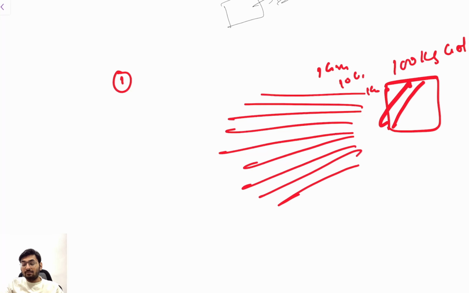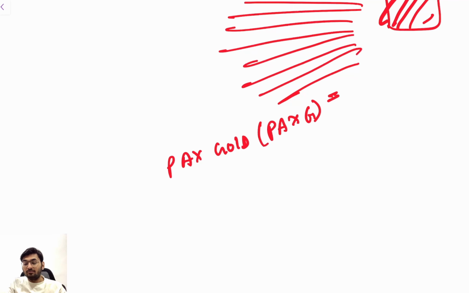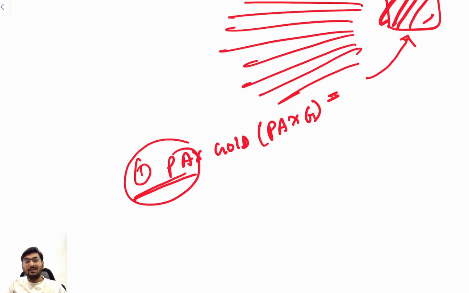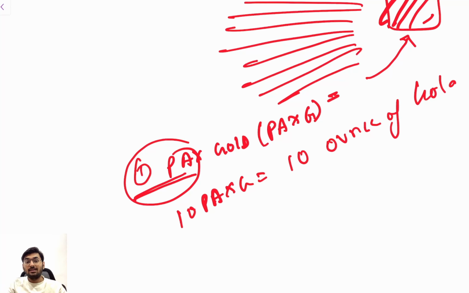PAX gold, we call this PAXG. It is equivalent to 1 ounce of gold which is held in the vault. So how many PAX you own? Suppose you own 10 PAXG, it is equivalent to 10 ounces of gold. Are you understanding the whole scenario?